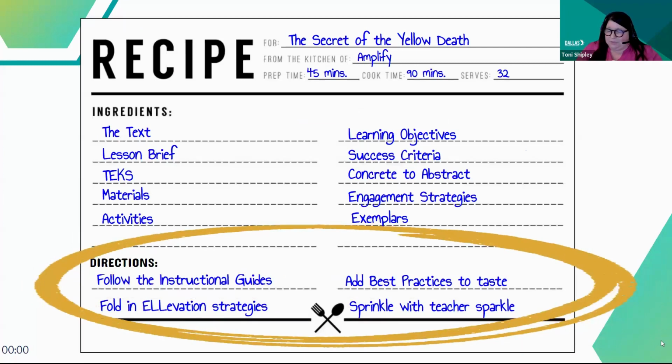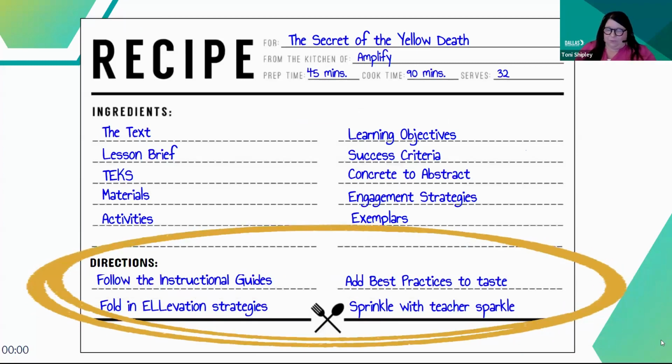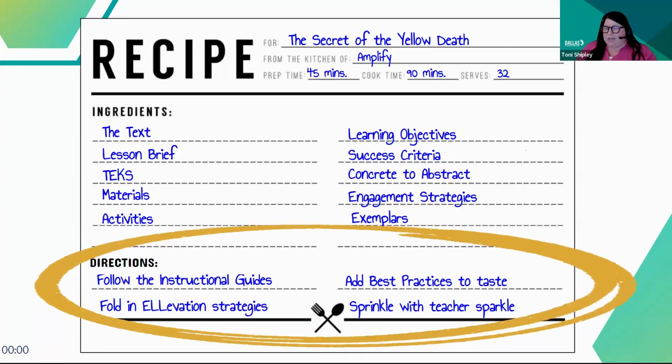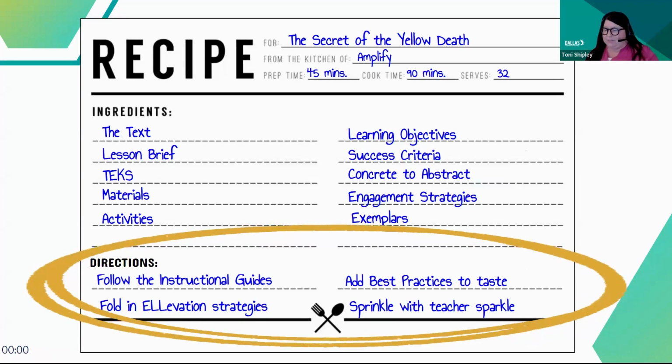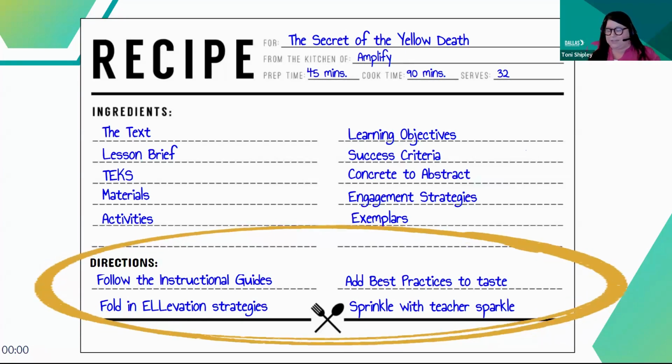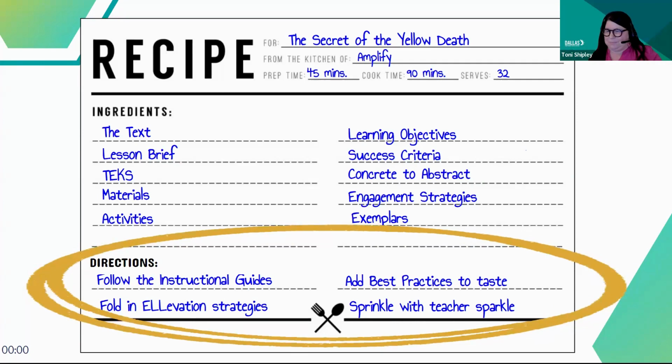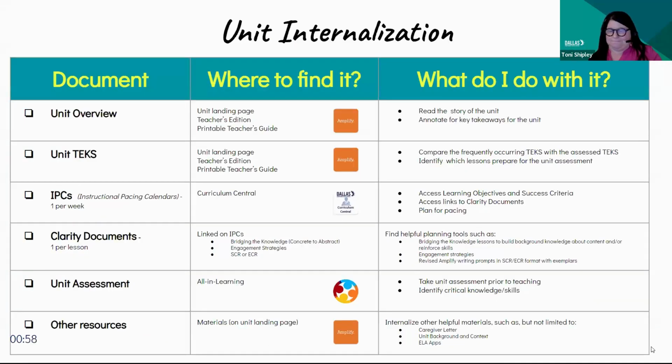Teachers may want to follow the program, Amplify, or the recipe, so to speak, as it is at this point. Eventually, as you become more comfortable with the program and the content, you'll find that you'll want to customize the lesson to match your taste and the taste of your students. The part of customization we're going to highlight tonight is folding in elevation strategies, and we'll do that in just a moment.